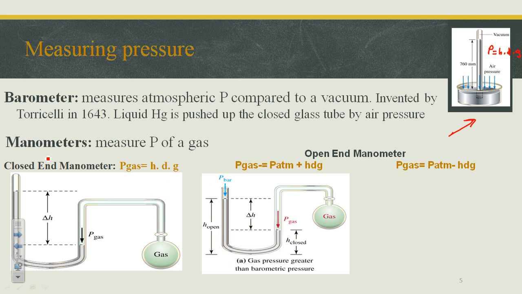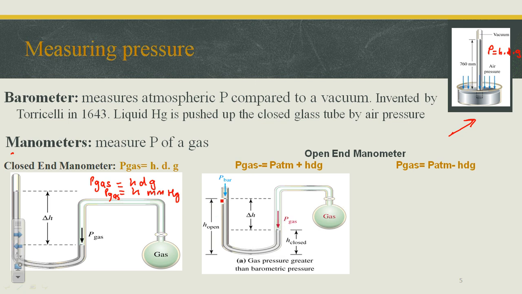The close-end manometer has vacuum on the side where mercury is present. So gas pressure is measured in absolute terms. And here, pressure of gas in a closed manometer is given by the height of the column. So if you wanted it in ATM, you'll do H times D times G, or just the height. If you write it as millimeters mercury, that is the gas pressure.